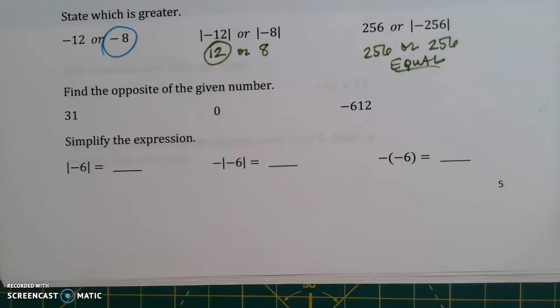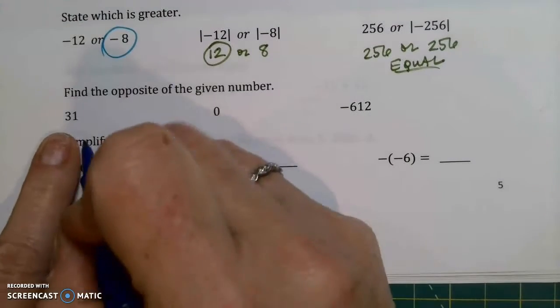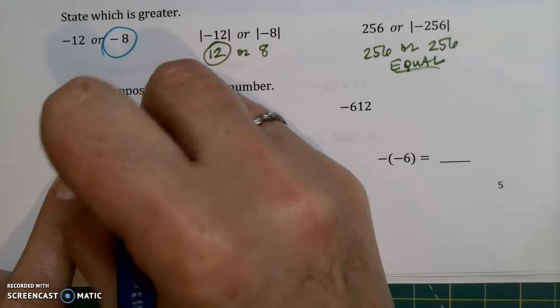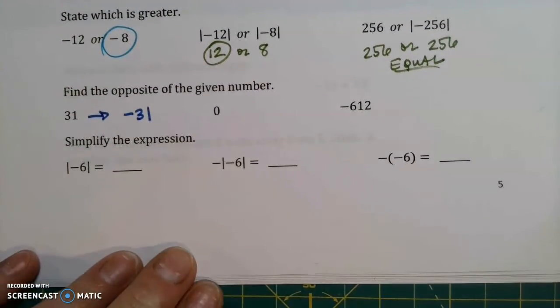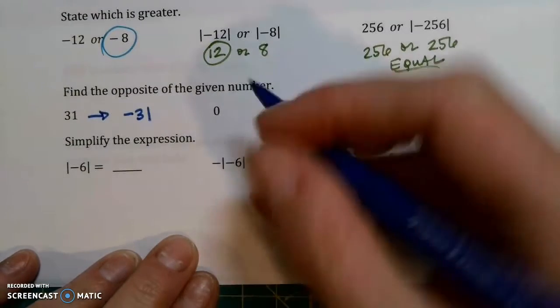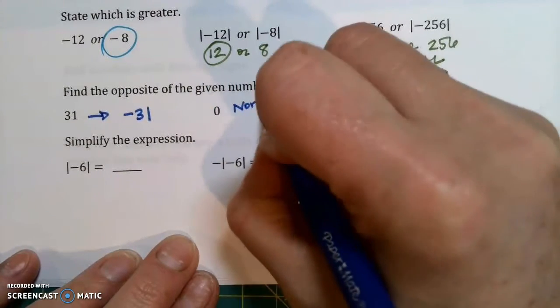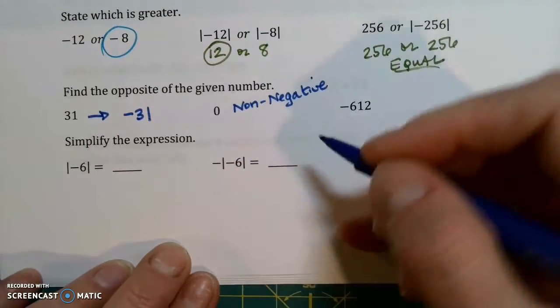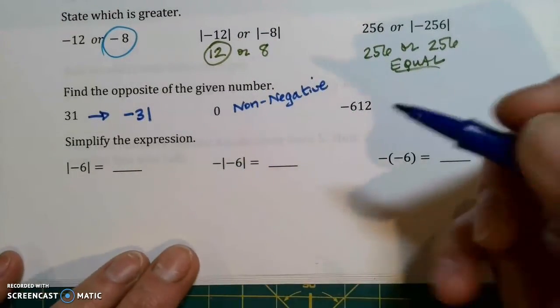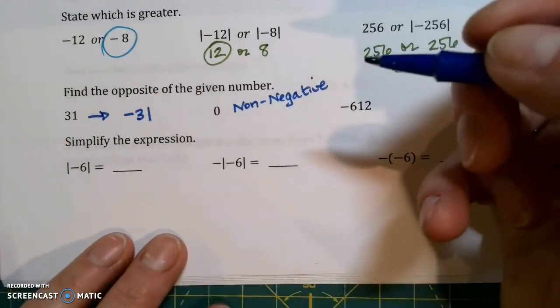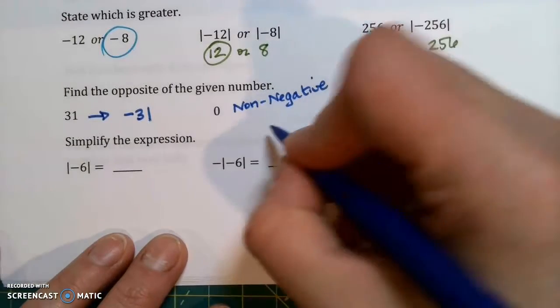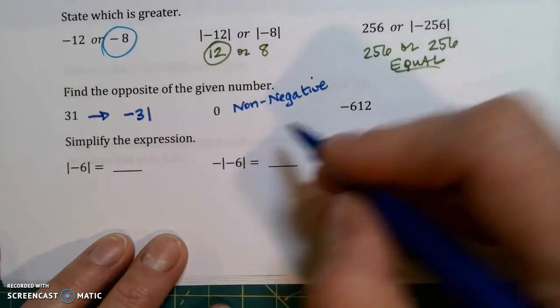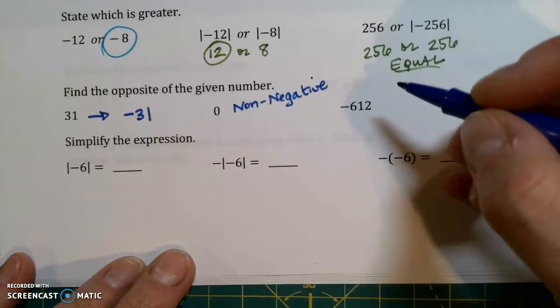Opposites. So we are looking at the integers and their opposites. It just means we're going to flip the sign. So instead of positive 31, its opposite will be negative 31. 0 is in its own category, and it is non-negative. So really, its opposite is 0. There's not really such a thing as negative 0. So it's really its own opposite.